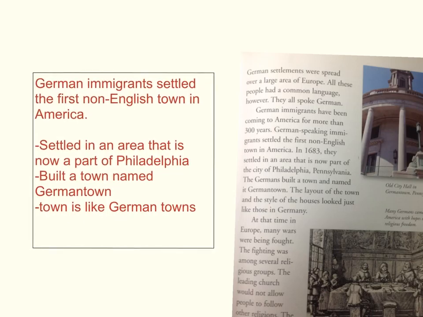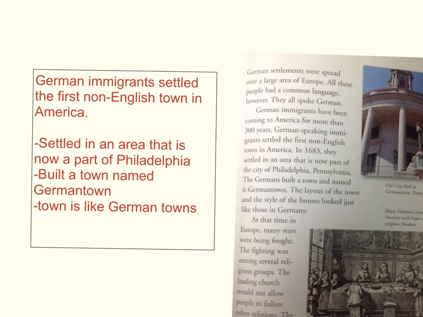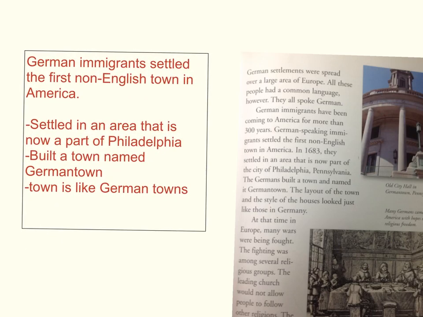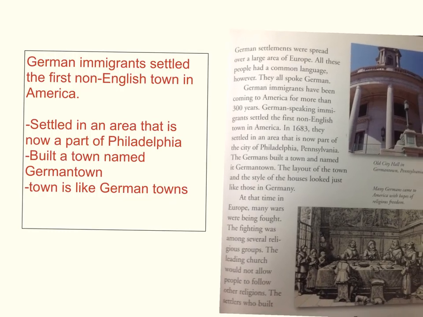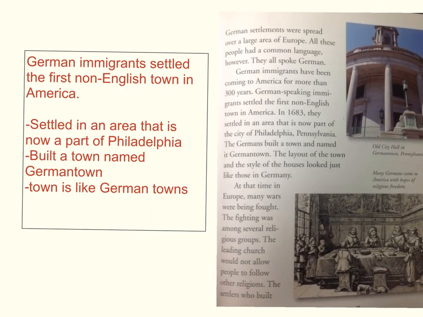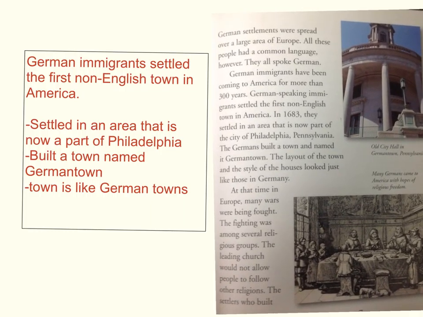Readers, I'm hoping that you thought that the main idea was that German immigrants settled the first non-English speaking town in America. And we know that that's the main idea because we have several details that support that main idea. The first is that they settled in an area of town that is now part of Philadelphia. The town's name was Germantown, and the town was built like towns in Germany.